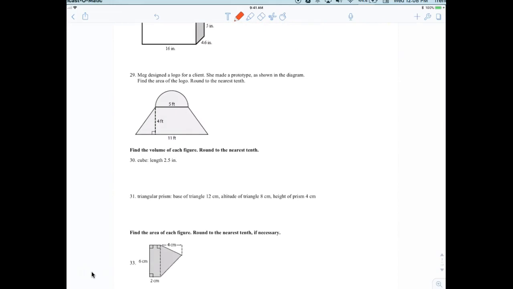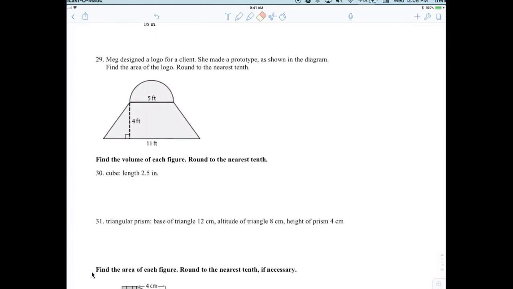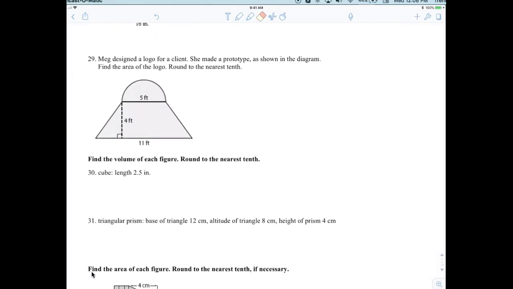So number 29, we're going to go ahead and do. All right. What shapes do you see on question number 29? Very good. For those of you guys who said a half a circle and a trapezoid, that's how I'd like you to see it. All right. If you saw it as a half a circle, a triangle, and a trapezoid, that just makes it a little bit harder. Do you agree?